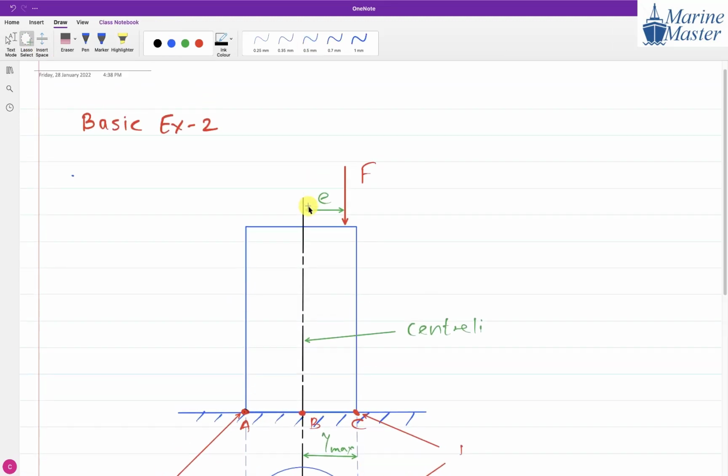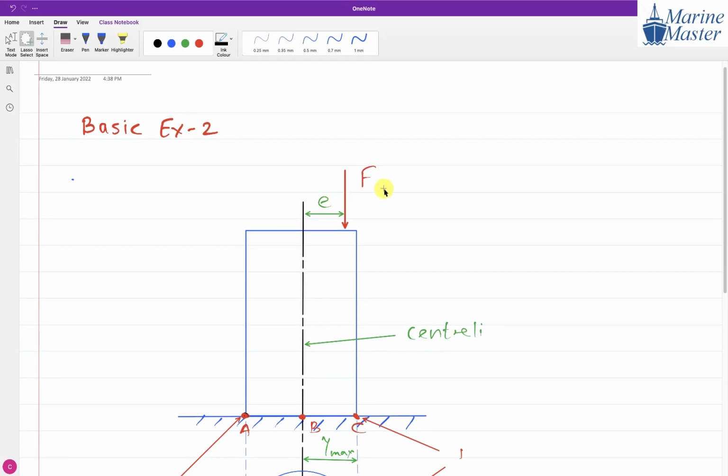Okay, so now in basic example 2, this is the scenario of basic example 1. Here in basic example 1, F is compressive in nature. Instead of compressive, in basic example 2 we are going to show F as tensile. This F is tensile in nature.